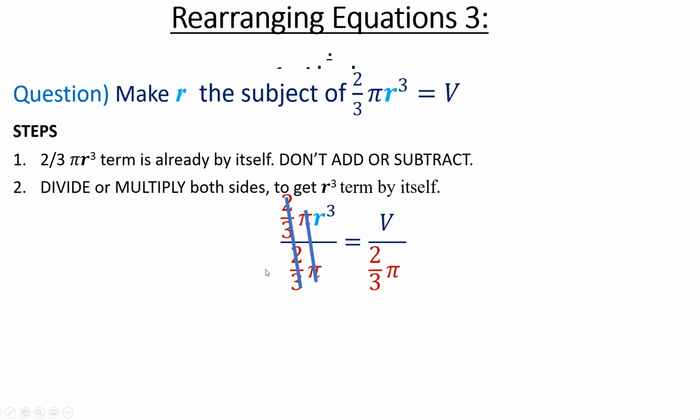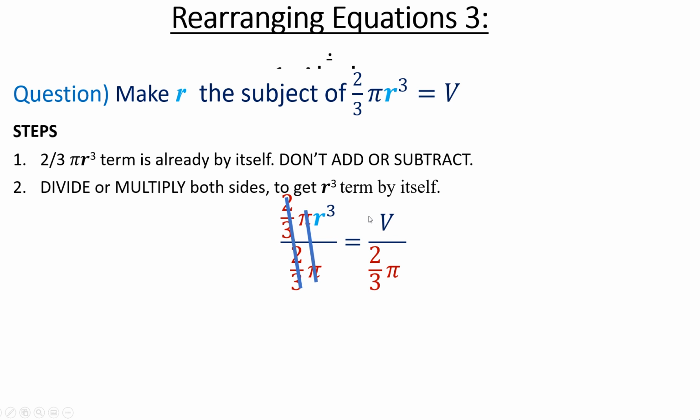But now we got to get rid of that 3, right? That exponent. How can we make r cubed? How can we get rid of that 3? Well, we've got to divide that exponent by 3. We've got to divide that 3 by 3. How do we do that on both sides?